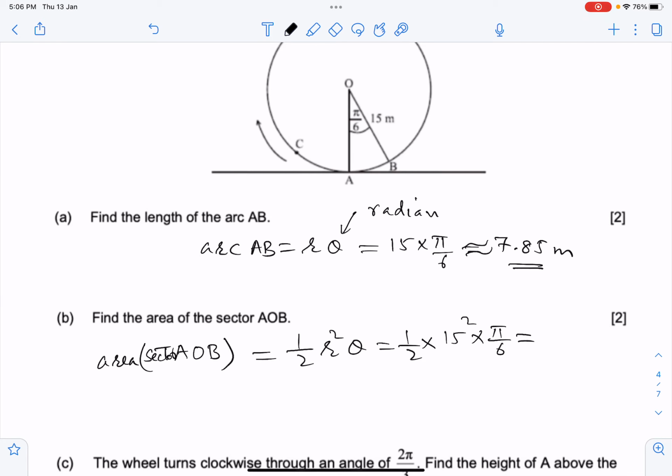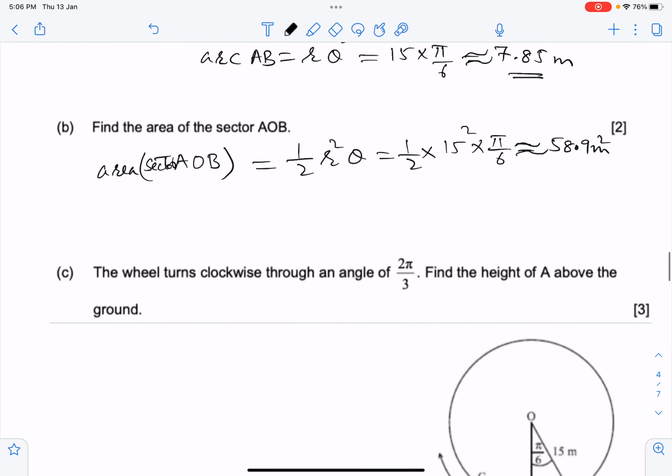So I'll find all this in the calculator. 0.5 multiplied by 15 square multiplied by pi and divided by 6. So my answer is 58.9 meter square. So approximately, to 3 significant figures, 58.9 meter square. Okay. So like this we found both the answers.